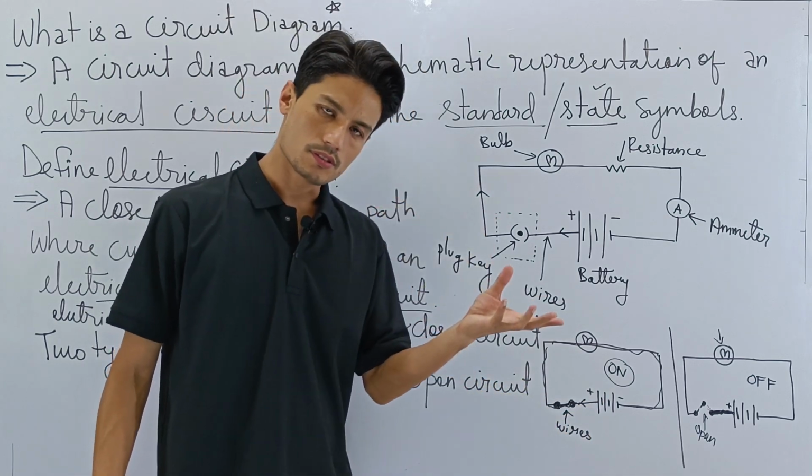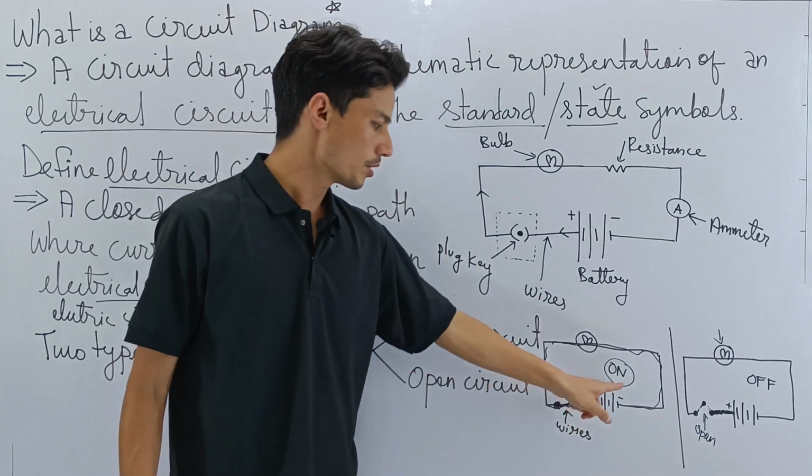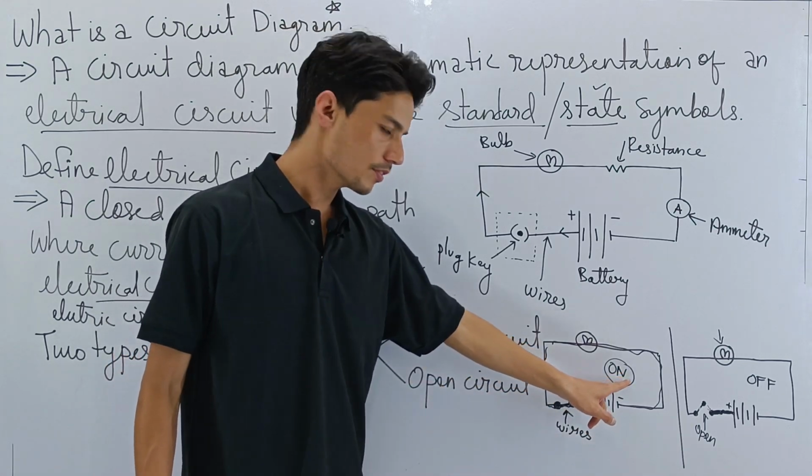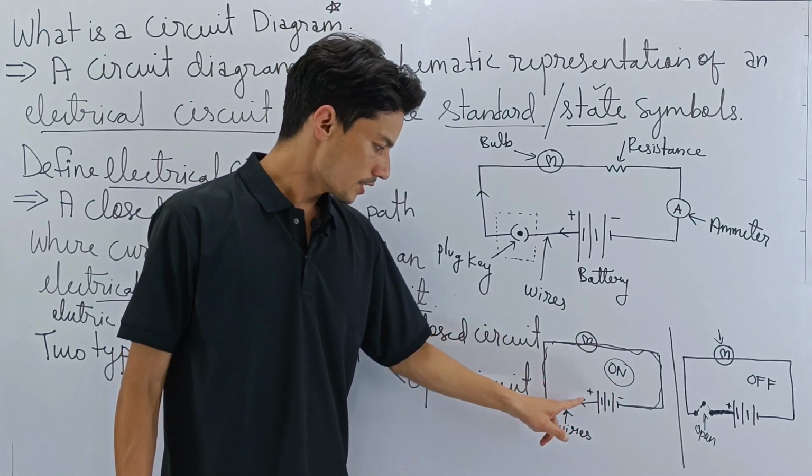What is on when it is closed? I'm talking about this circuit. I'm talking about a closed circuit. Okay, current flow is on when the circuit is closed.